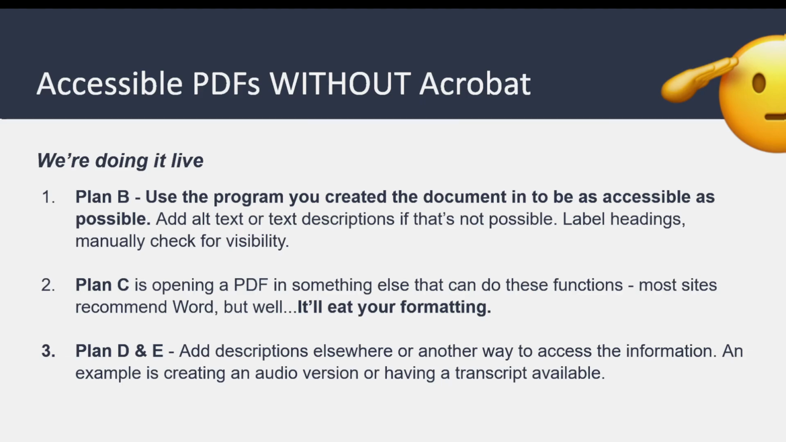So it's just kind of going through using the original program to do as much as you can. I've also seen people recommend, well, so plan C then is opening up a PDF in something else that can do these functions. So let's say you didn't make the document. Let's say someone else made it and sent you the PDF, so you can't open the original document. I've seen a lot of people say, "Hey, we'll just open it in Microsoft Word and add whatever you need to yourself." Uh, it depends on what's in it.